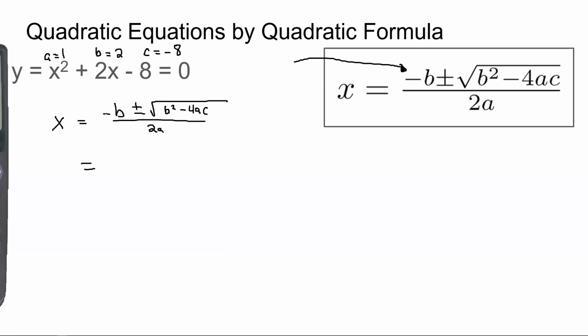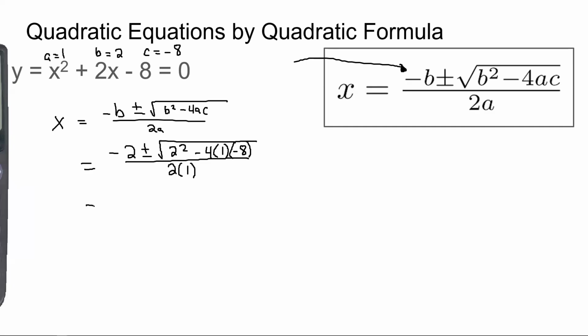B is 2. The formula says you need a negative in front of that, so that's a negative 2 plus or minus the square root of B. B was 2. Don't forget to square it. Minus 4 times A. A was 1. And C is a negative 8. And then downstairs, I've got 2 times A, where A is equal to 1. All right, so we've put the numbers in now. We got the coefficients A, B, C. You have to have this in descending order with the x squared term first, x in the second place, and the constant at the end of the whole mess.